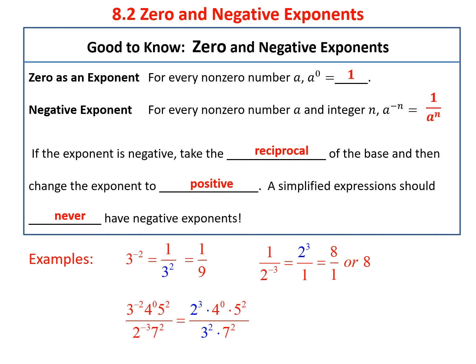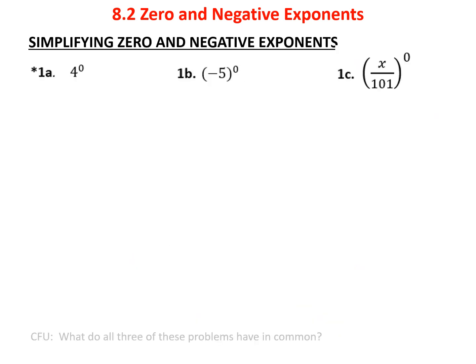That's our first step. Now I notice here I have a 4 to the 0. So my next step is to simplify. 2 to the third power, 2 times 2 times 2 is 8. 4 to the 0 power, any number to the 0 power is 1. 5 squared is 25. 3 squared is 9. 7 squared is 49. Then we multiply them all together and we get our answer.